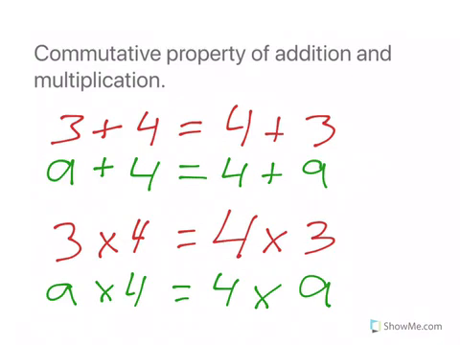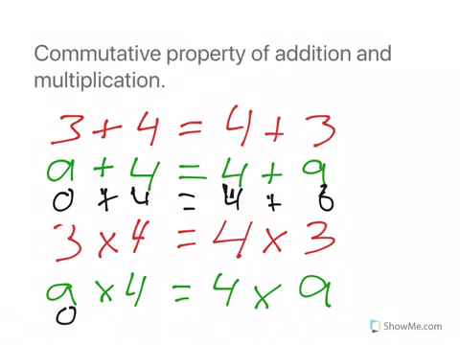Now, I could replace A with any number. Let's say A is 2. 2 plus 4 equals 4 plus 2. You could even use 0, right? 0 plus 4 equals 4 plus 0. Down here, same thing. 0 times 4 is going to be the same as 4 times 0. Or if we said, let's say 8. 8 times 4, same as 4 times 8. It's going to be the same thing every time.